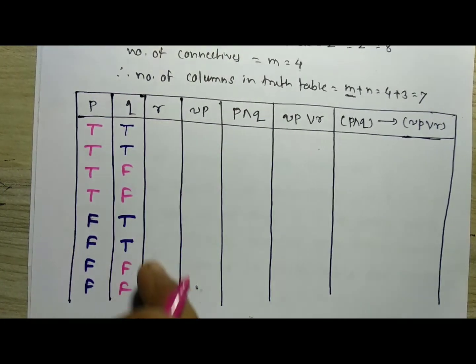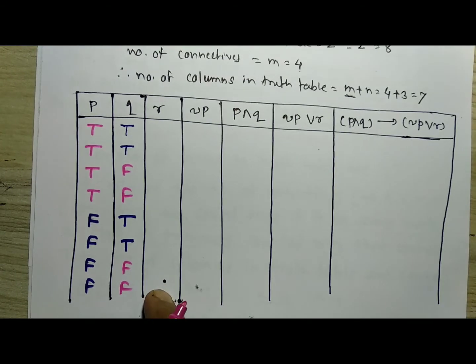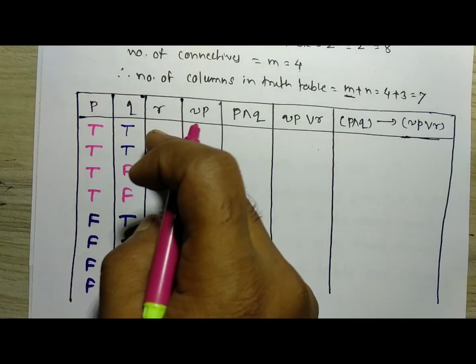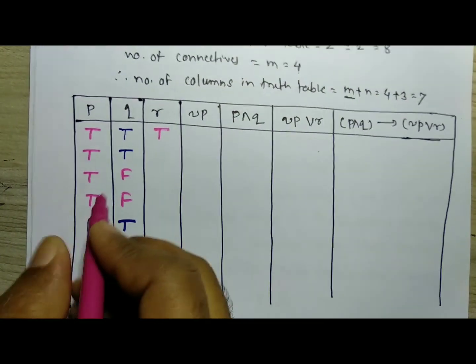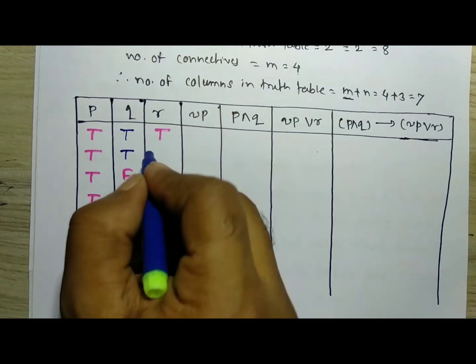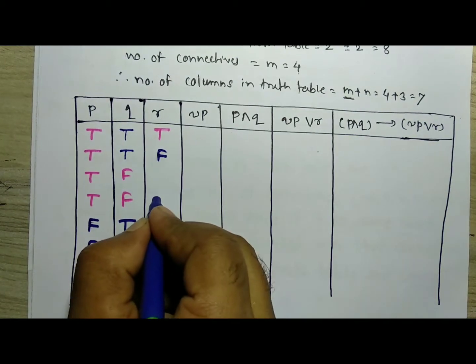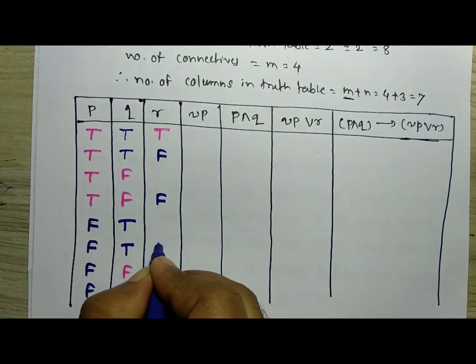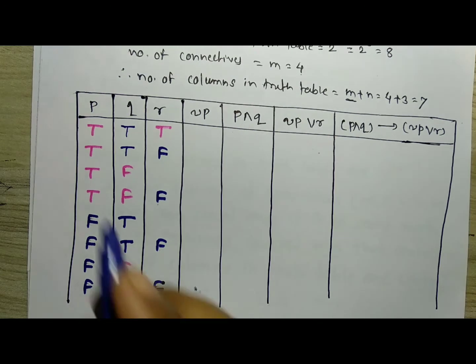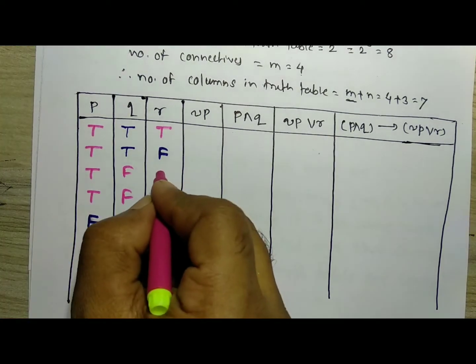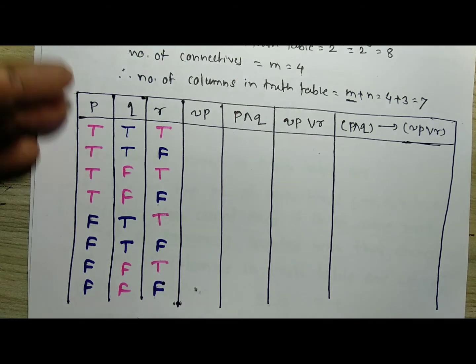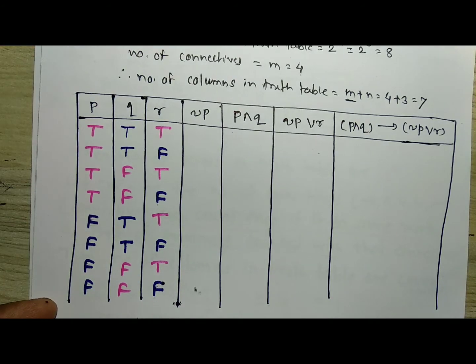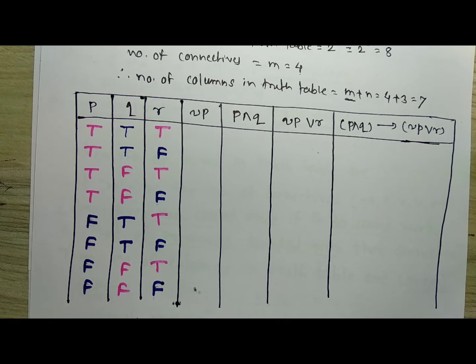Then the third prime component is taken as half of that one. That means 1 true, 1 false is here. That means 1 true, then false. Then here we take the false, here the false, and here the false. And in between these two, you will get true, true, true. That means if you have 3 prime components, at that time you will get 8 rows.